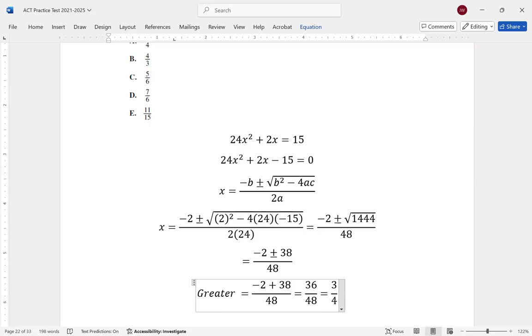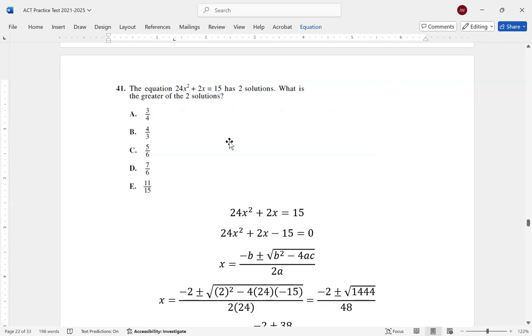So both are divisible by 12. So divide the top and bottom by 12, giving you 3/4. So 3/4 is the greater of the two solutions. And therefore, A is the correct answer to question 41.